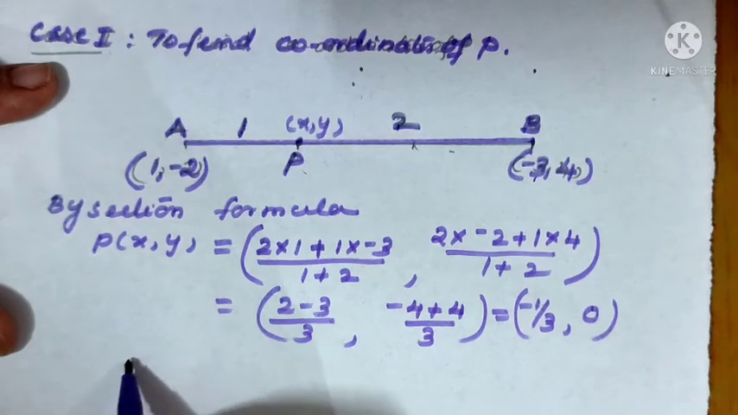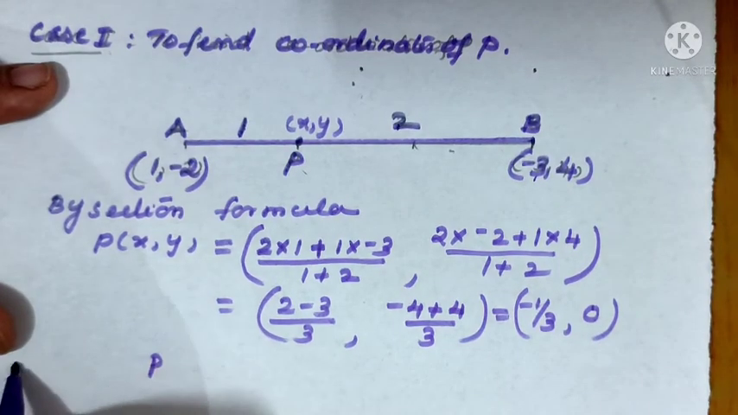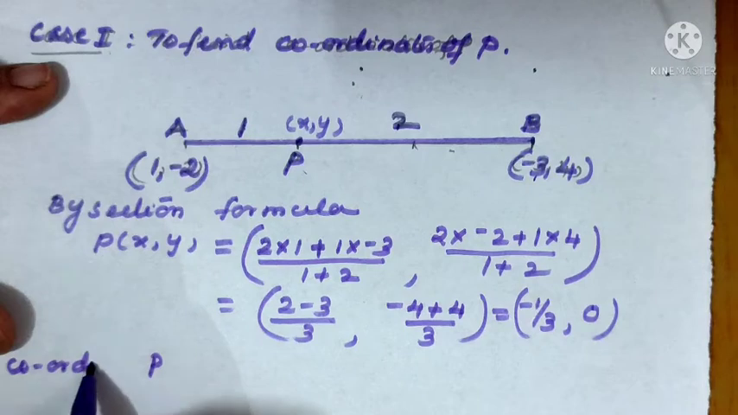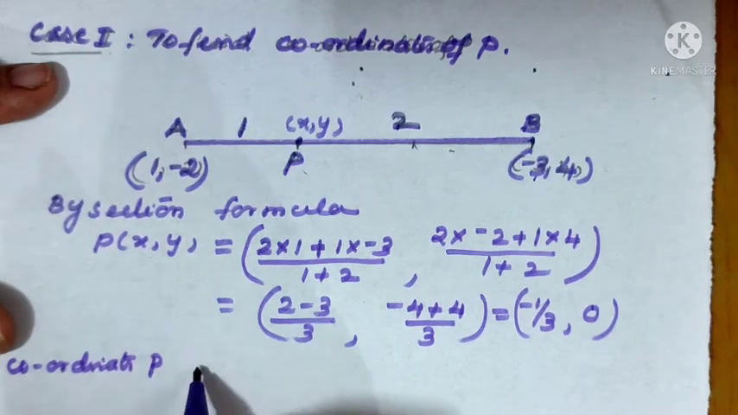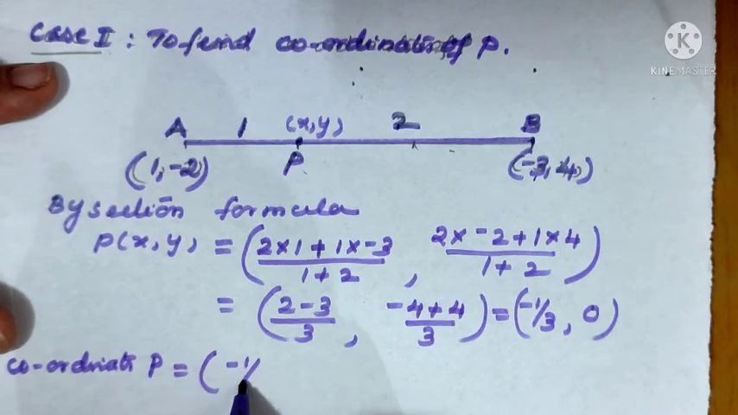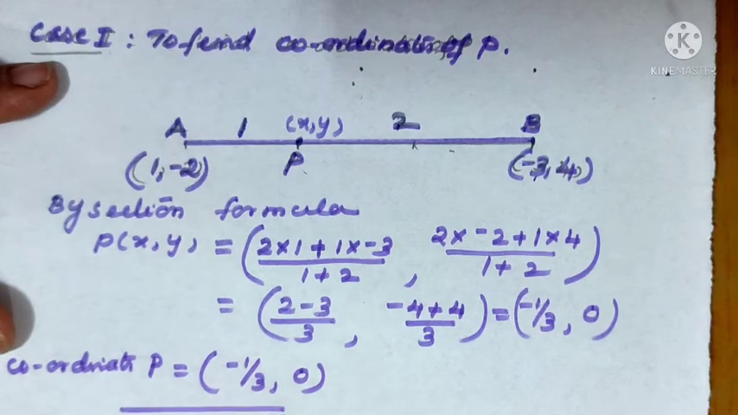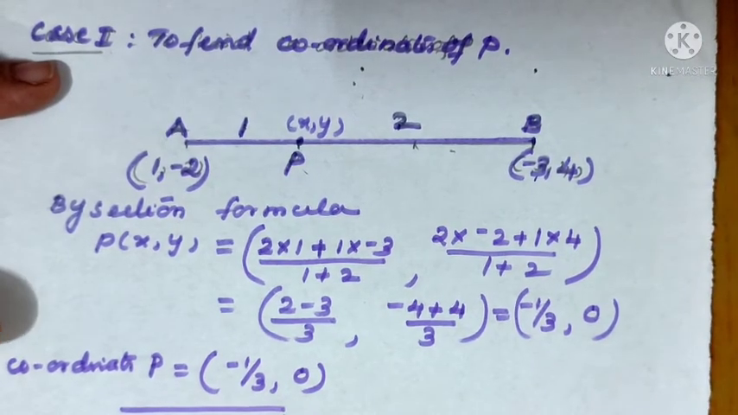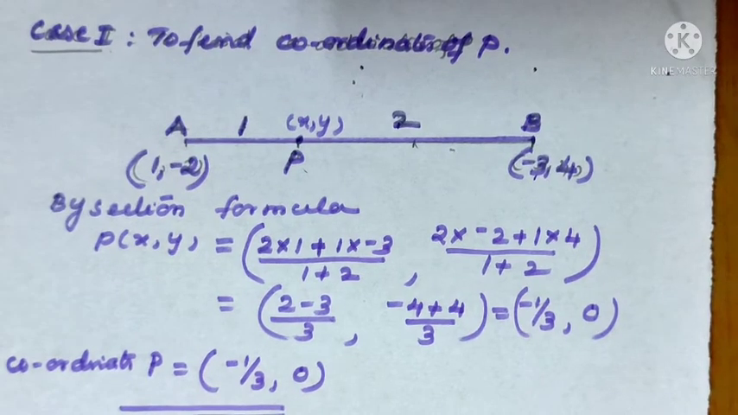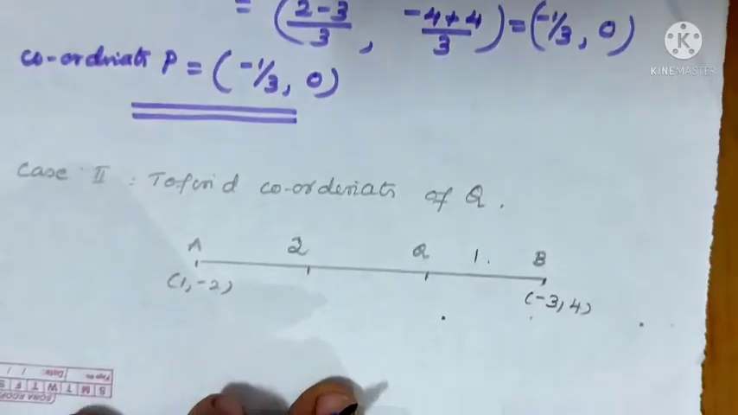So the coordinates of P and Q are asked. We got the coordinate of P equal to minus 1 by 3 comma 0. So one answer is completed. Now similarly we have to find the coordinate of Q. To avoid confusion we have to draw another diagram also here.